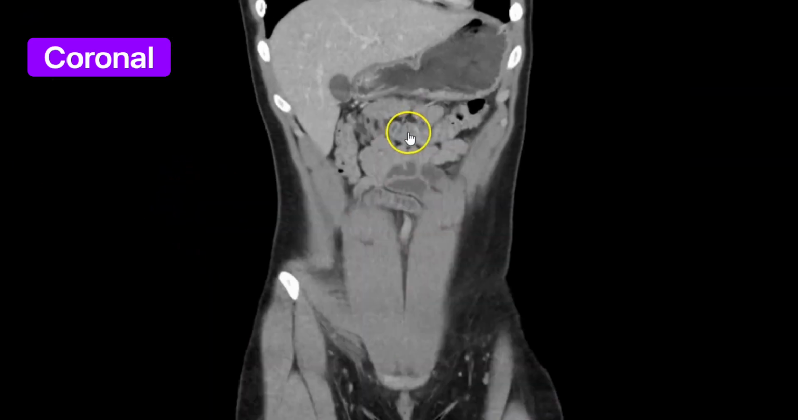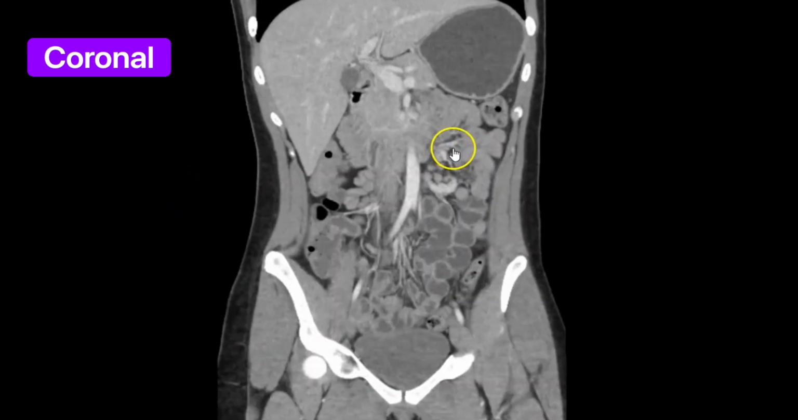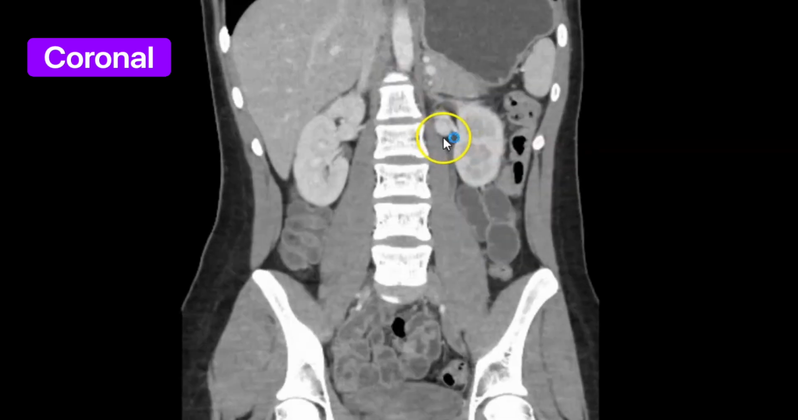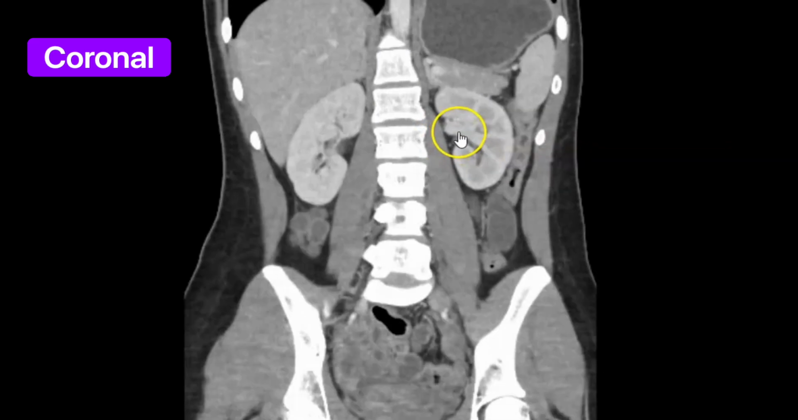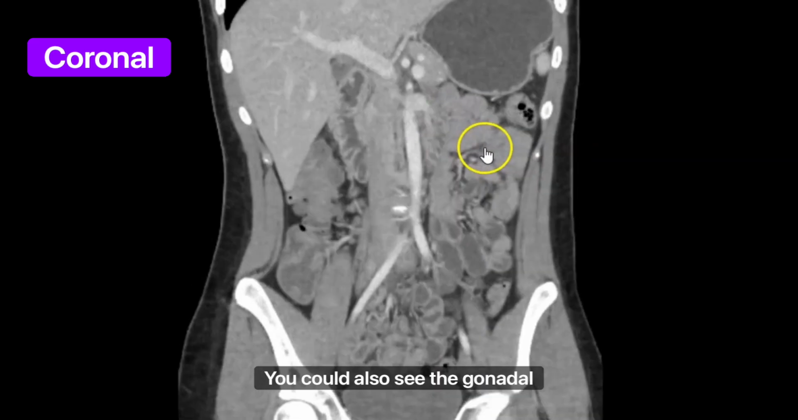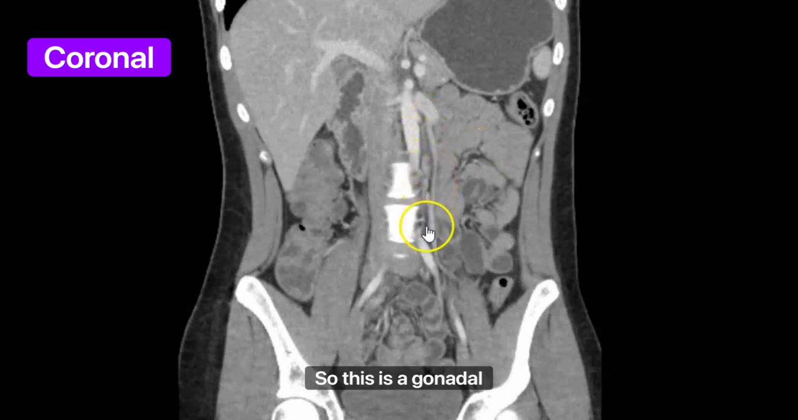All right, then finally we'll see in the coronal view right here, you can see the left renal vein right there as it goes and traverses to meet the left kidney at the renal hilum. You could also see the gonadal vein right here. So this is a gonadal vein.